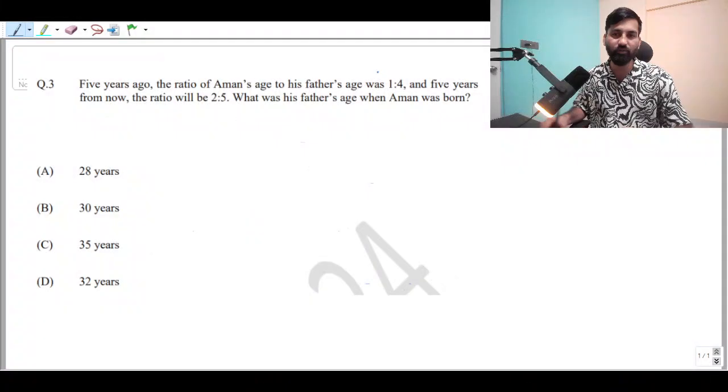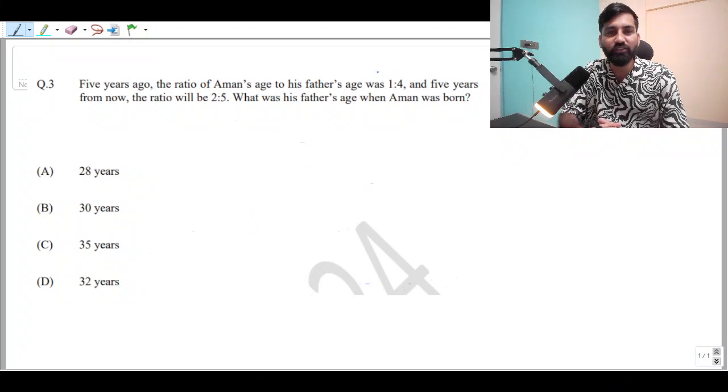Most students always consider some variables and then they solve many equations, and then they get the answer. But I'm going to show you that the moment you read the question, along with reading the question itself, you will be able to get the answer. So let us have a look at this problem.